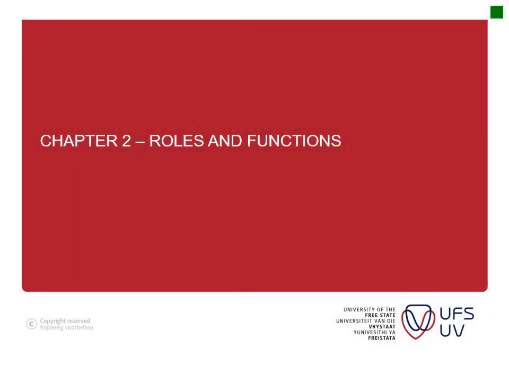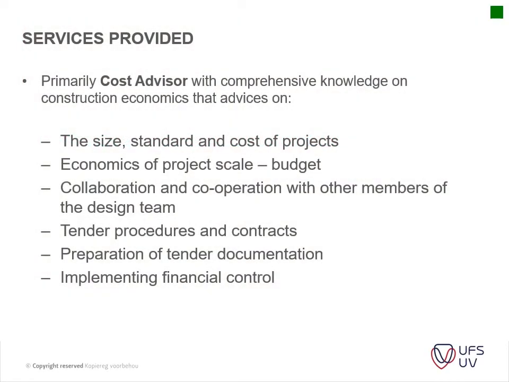Okay, then we start with chapter 2, the roles and the functions. So we're going to go into it in a little bit more detail. Services provided by the cost engineer or QS, cost advisor, whatever you want to call it, with comprehensive knowledge of the construction industry. He has to have some sort of experience in the construction industry to enable him to give you advice. He advises on the size, the standard, and the cost of the project. He looks at the economic scale. The main thing is to fit within the budget, or looking at the budget, what can we build within this budget, etc.